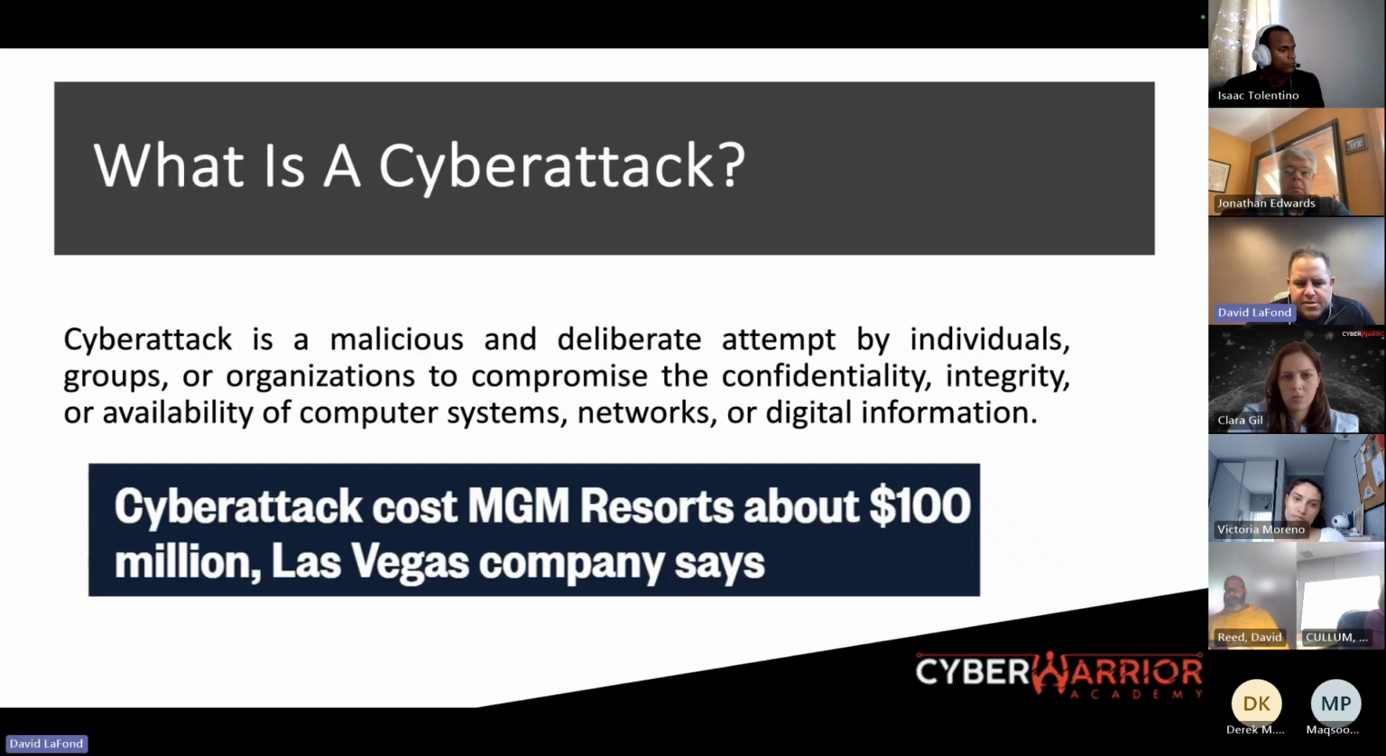So what is a cyber attack? You'll see here, cyber attacks cost lots of money. In recent cases, MGM Resorts cost about $100 million, and that's probably still an estimate of this type of cyber attack impact. But primarily it's a malicious, or could be malicious, and/or deliberate attempt to compromise the CIA triad related to cybersecurity: confidentiality, integrity, and availability of, here it says, computer systems, networks, and digital information, but primarily what we're talking about is data.